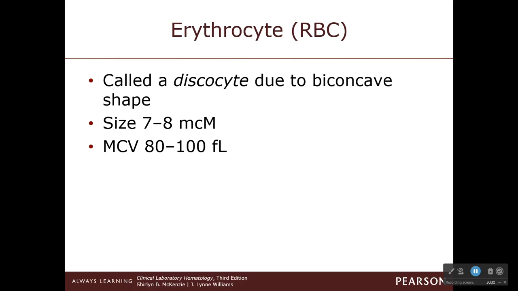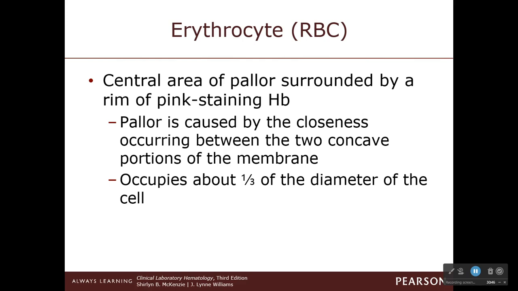The size is about 7 to 8 micrometers, and their volume is 80 to 100 femtoliters. It's a normal RBC. Okay. Central area of pallor, surrounded by a rim of pink staining hemoglobin. Pallor is caused by that closeness of the two biconcave shapes that we talked about before. It occupies about 1/3 of the diameter. So anything above 1/3 of it, we would consider hypochromic. Okay, when you use the term hypochromic, the MCHC ought to justify that.